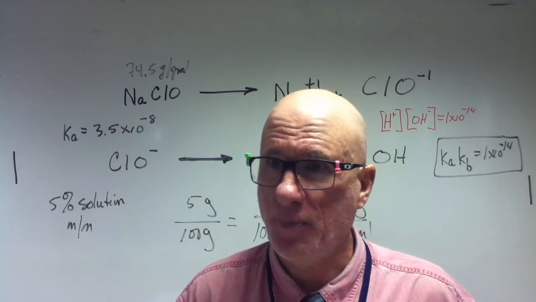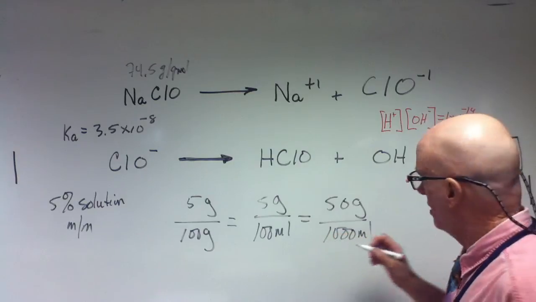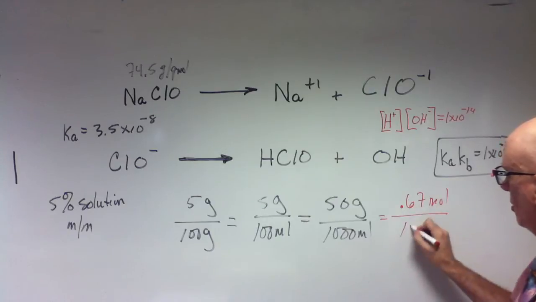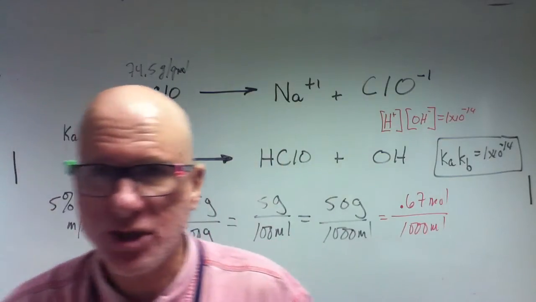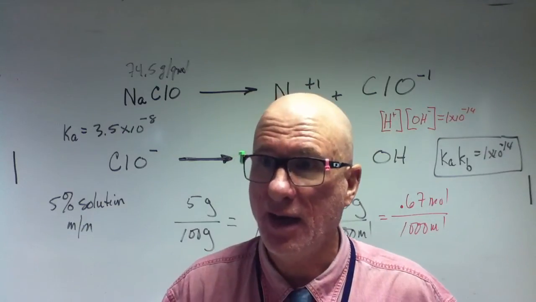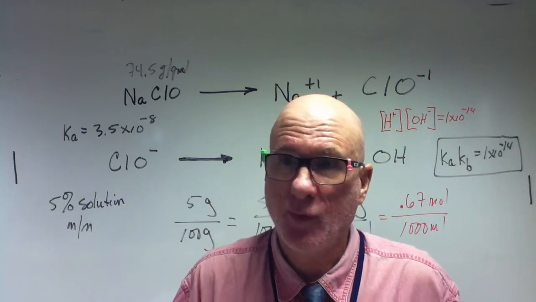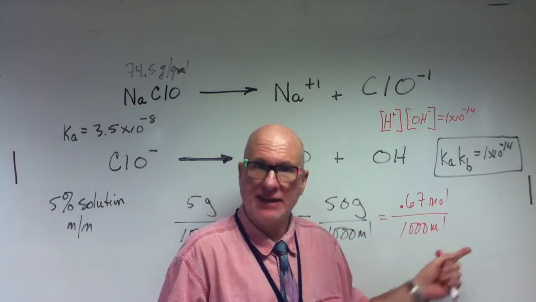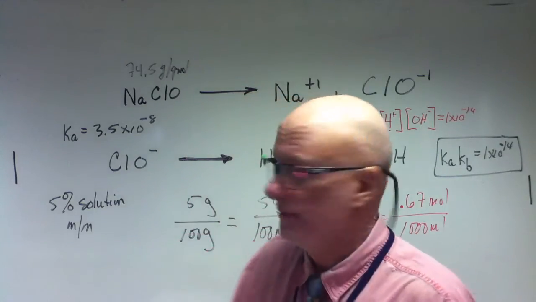0.67. Is that what you get? 0.67? So it's going to be 0.67 moles per 1,000 milliliters. So what's the starting molarity of the solution? What's the starting molarity of the sodium hypochlorite? If it's 0.67 moles per 1,000 milliliters, what's the molarity? 0.67 molar, right? Yes? Okay.